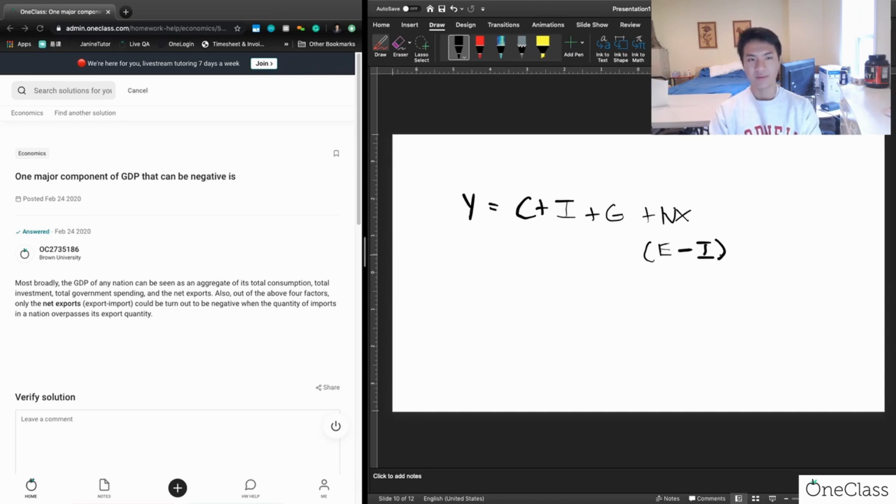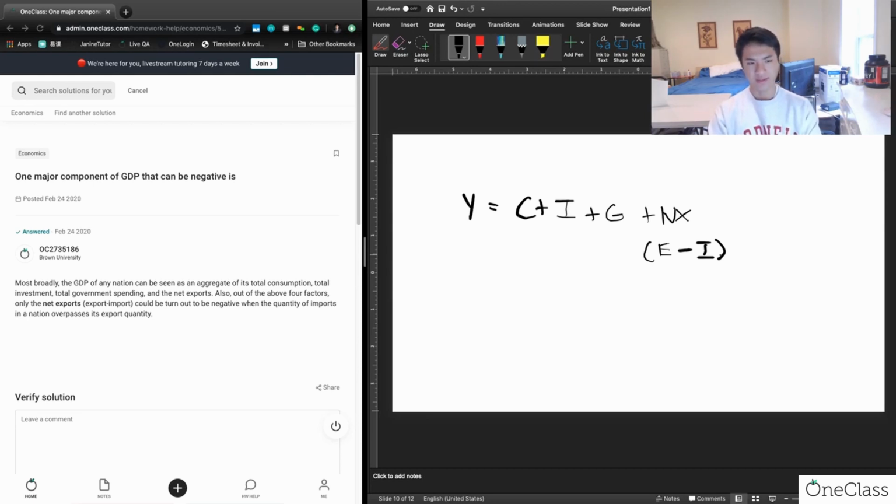And so we know that it's possible for exports to be less than imports, or imports to be greater than exports. And if that causes GDP to decrease, then that would be the answer that we're looking for here. So let's take a look at this answer choice. The answer should be net exports.